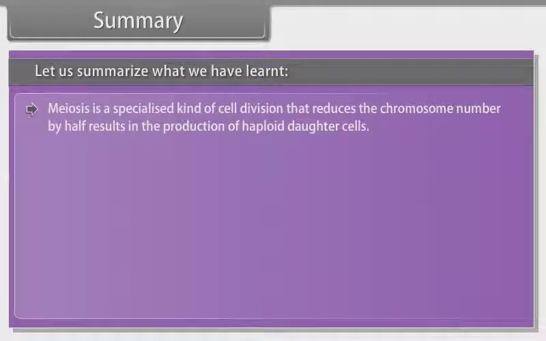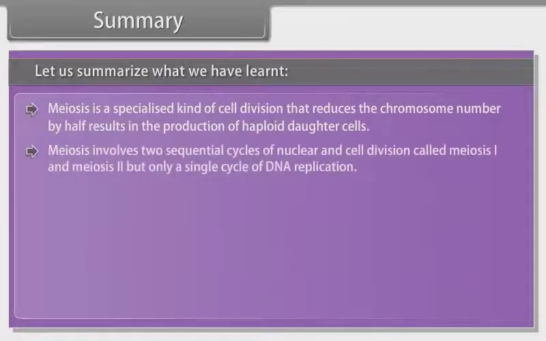Meiosis is a specialized kind of cell division that reduces the chromosome number by half and results in the production of haploid daughter cells. Meiosis involves two sequential cycles of nuclear and cell division called meiosis I and meiosis II, but only a single cycle of DNA replication.